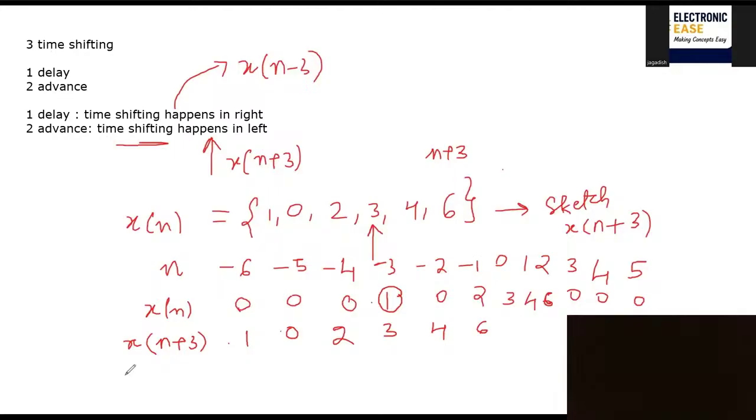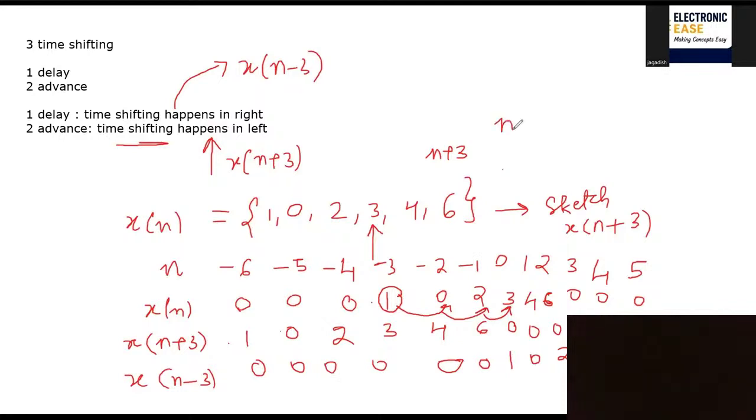If it is x of n minus 3, what happens, students? It is just shifted right. This entire signal will shift 3 steps right. So we have to start the signal from here. At -3 it will start from 0. That is 1, 0, 2, 3, 4, and 6. The remaining entire signal will be 0. Understood? This is for 3 steps delay, so the entire signal gets shifted.